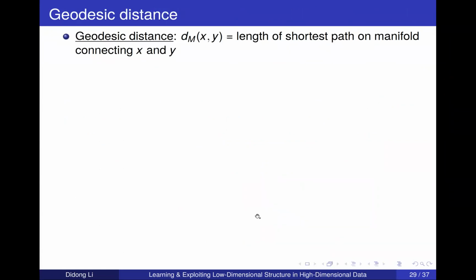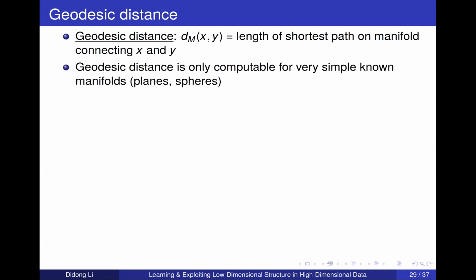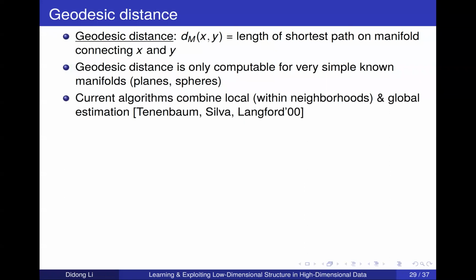So the geodesic distance is the length of the shortest path on the manifold connecting two points. And unfortunately, it's only computable if the manifold is known and the manifold is very simple. For some cases, even if the manifold is known, you cannot calculate the geodesic distance because it's too complicated. You need to solve some geodesic equation. And also, in most applications, the manifold itself is unknown. So that means we need some geodesic distance estimator.